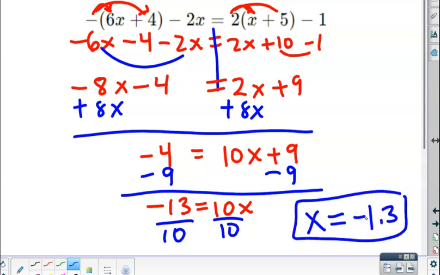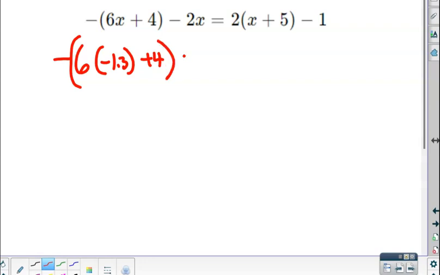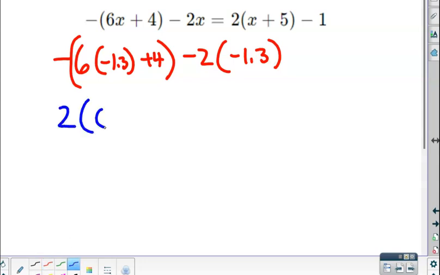So I'm going to take this value and plug it into my equations here in the left side and in the right side to do a check step. Negative 1.3. So on the left side, I'm going to get negative 6 parentheses negative 1.3 plus 4 minus 2 times negative 1.3. And then on the right side, I'm going to get 2 parentheses negative 1.3 plus 5 minus 1. Pick up my calculator so I can check.